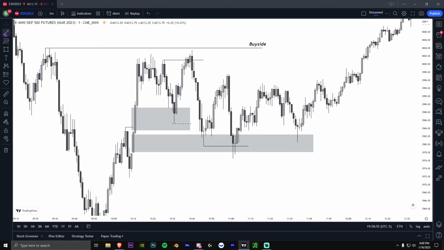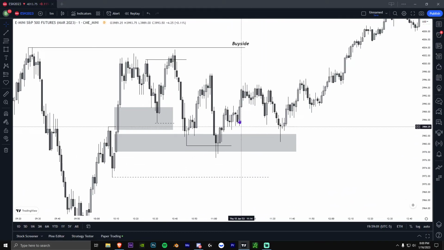Obviously, if you took this trade, your stop loss, again, is below the swing low. So for you guys who want to place proper stop losses, you never would have gotten stopped out.